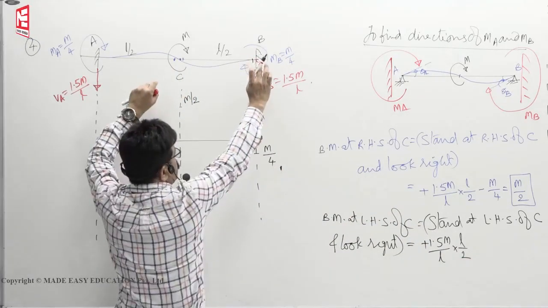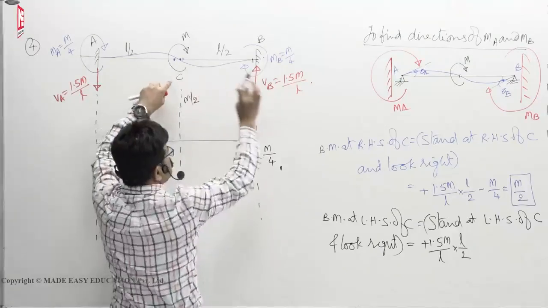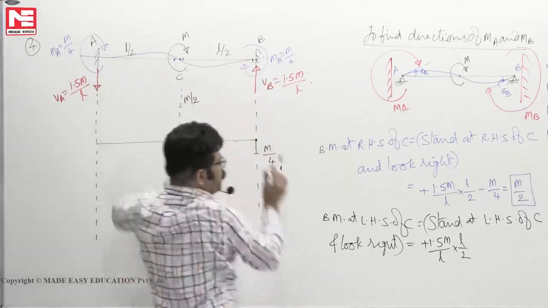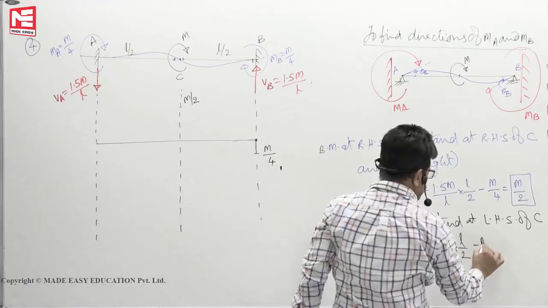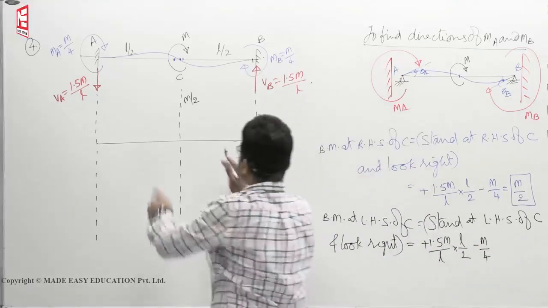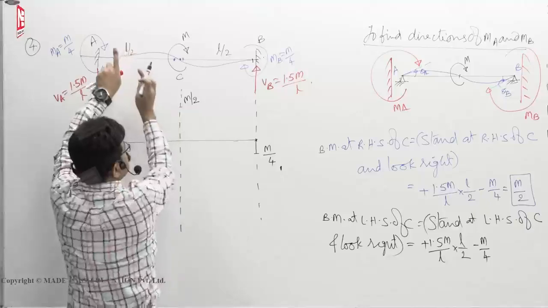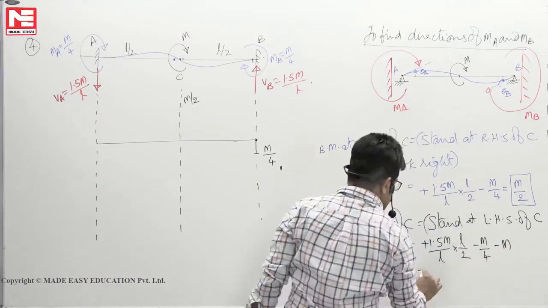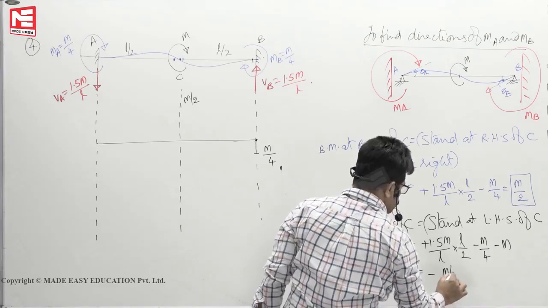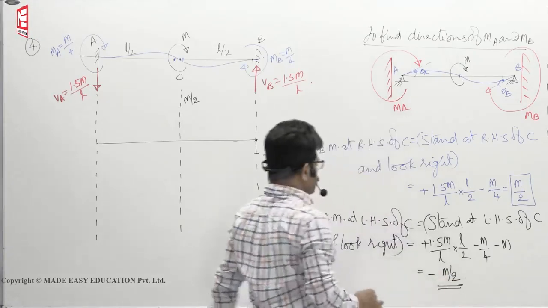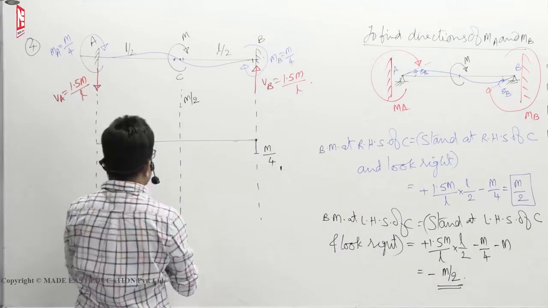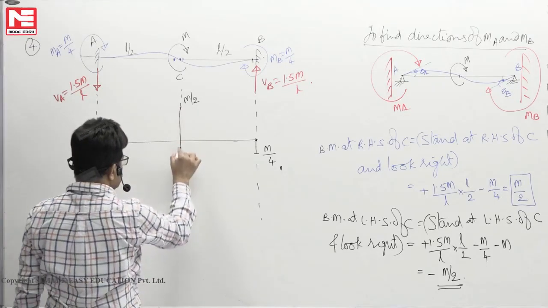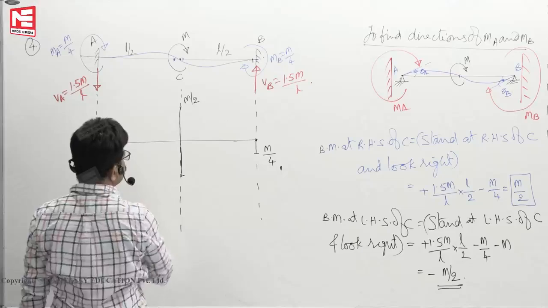Upward force is positive bending moment. So VB into L by 2. One is over. Next, section right side clockwise hogging. So minus M by 4. Next, section right side, this is also hogging, minus M. So you will get minus M by 2. So bending moment at LHS of C, you are getting minus M by 2. That means it suddenly changes to this position.